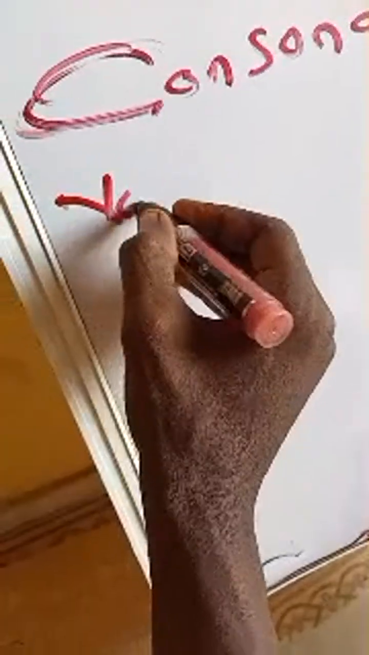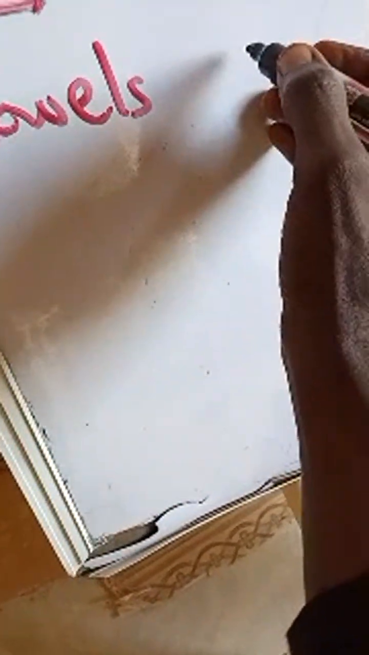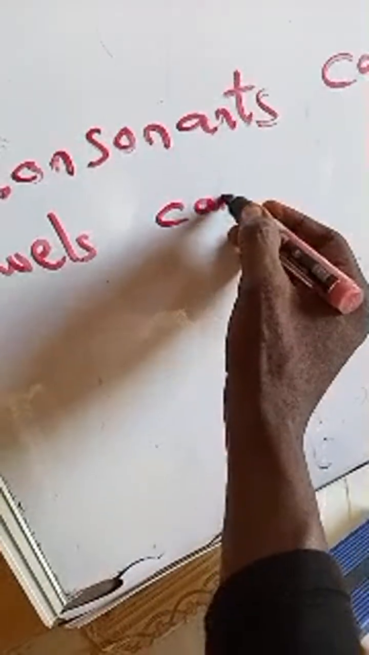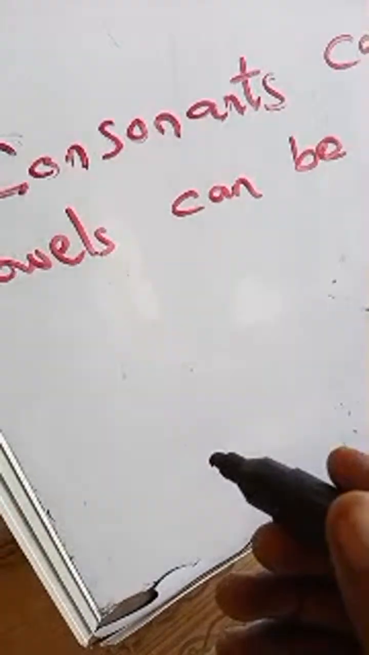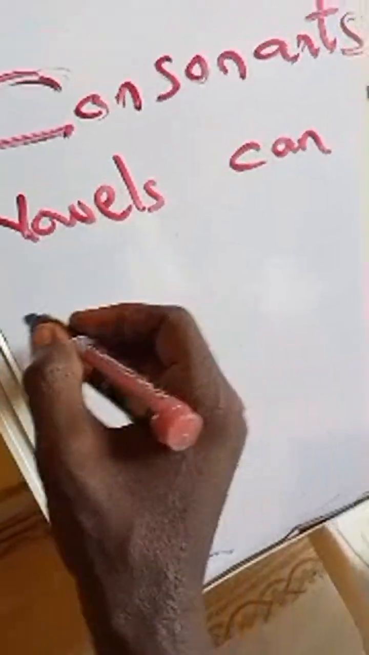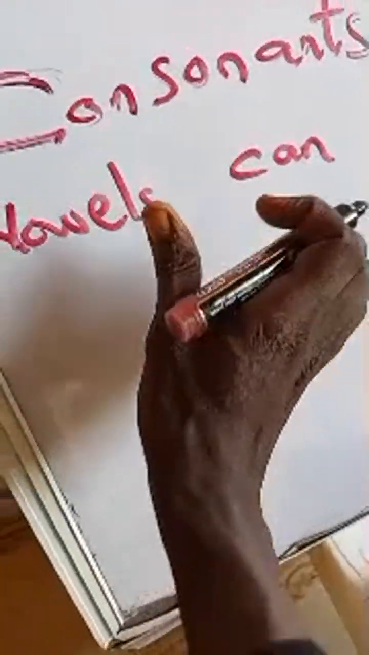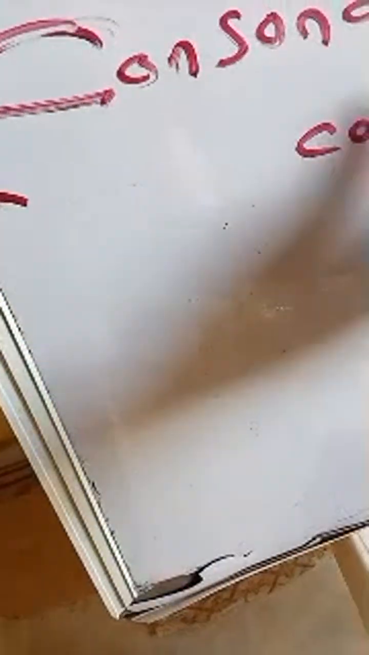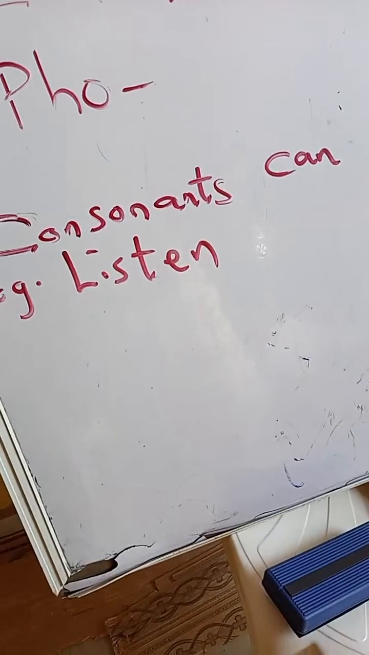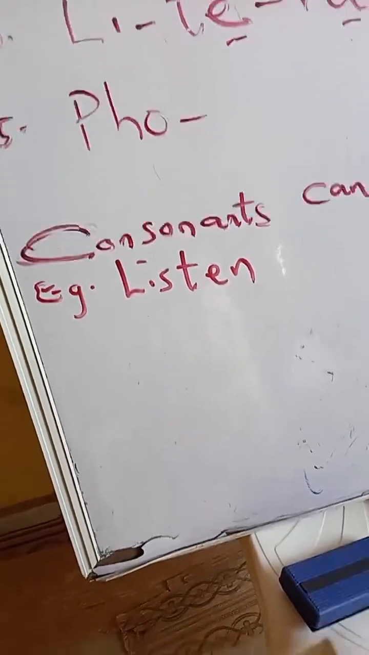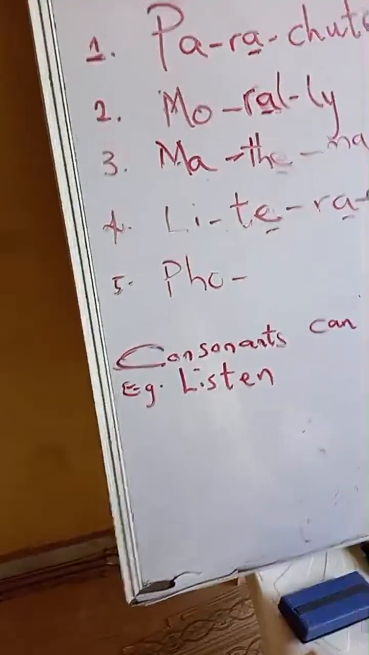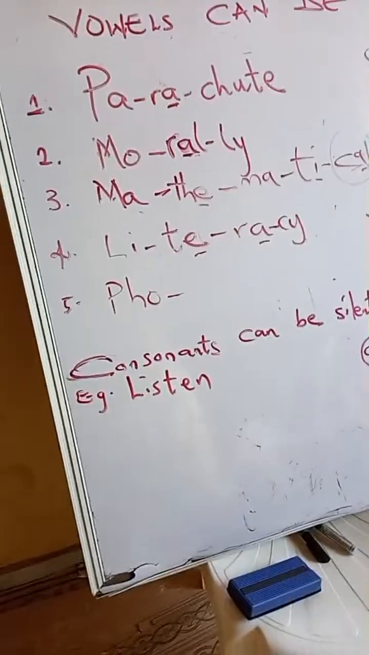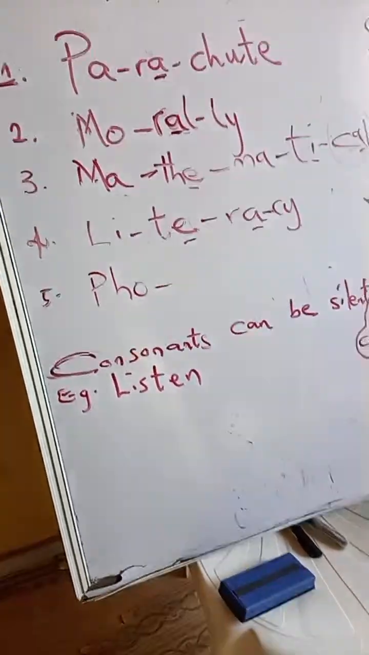Vowels can be weak. Yes, as in listen. Listen is right on the board. You will now tell me which letter is weak there, Edidi. One letter is weak, one letter is silent.